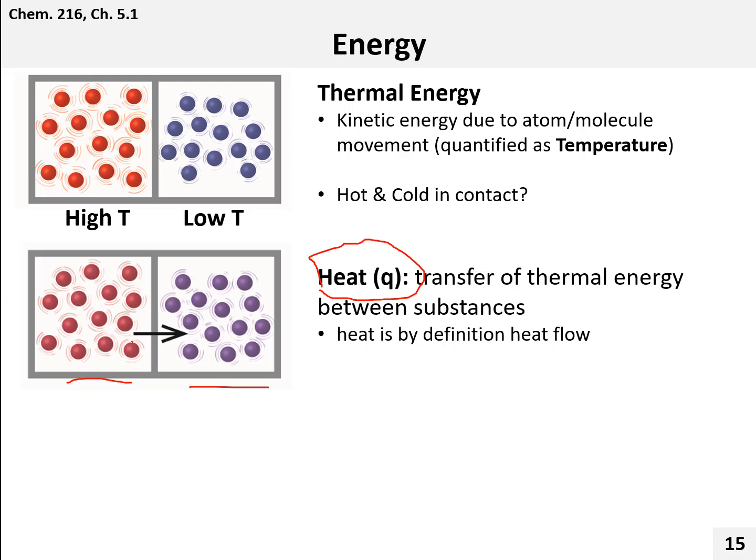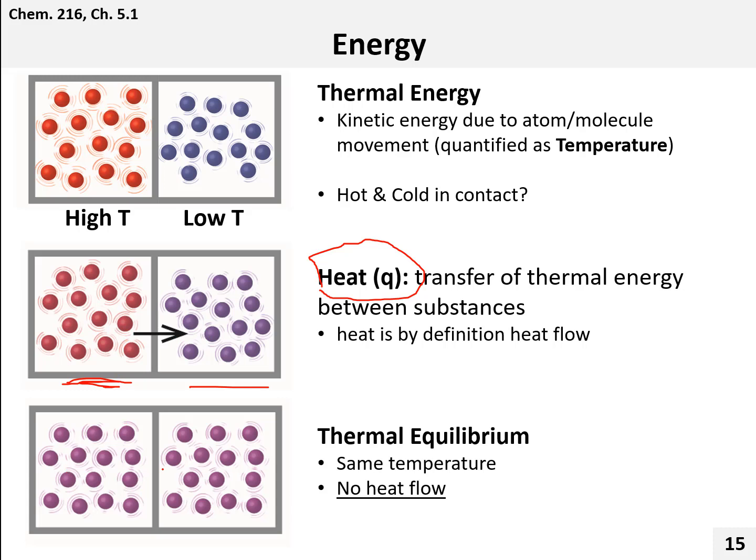Now, what's going to keep on happening? Well, eventually, this hot side is going to keep on giving off energy until eventually they're the same temperature. This is called thermal equilibrium. Thermal equilibrium is when I have the same temperature on both sides. In this case, they're not going to exchange energy, right? They're going to stay at that temperature.